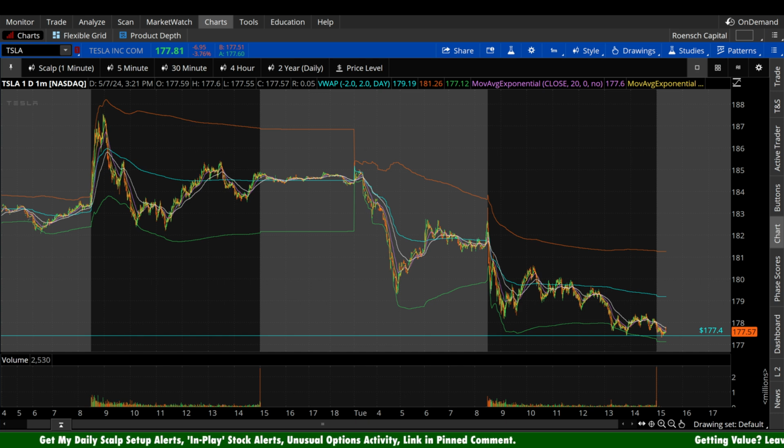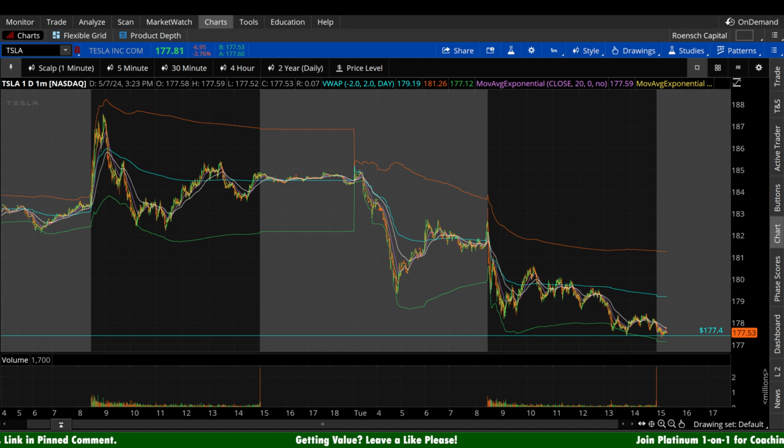Today we're taking a look at Tesla stock, ticker symbol TSLA, on a variety of time frames in anticipation of the next trading day, Wednesday, May 8th. All right, guys, Tesla stock here today down $6.95 per share. That's minus 3.76% in regular trading hours.